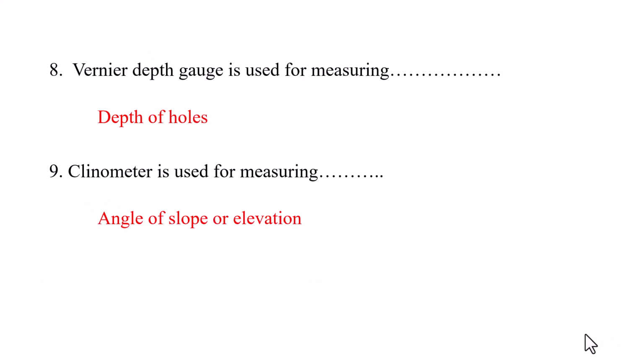Eighth question. Vernier depth gauge is used for measuring dash. That is, the depth of a hole is measured using a vernier depth gauge. Ninth question. Clinometer is used for measuring dash. Clinometer is used for measuring angle of slope or elevation.